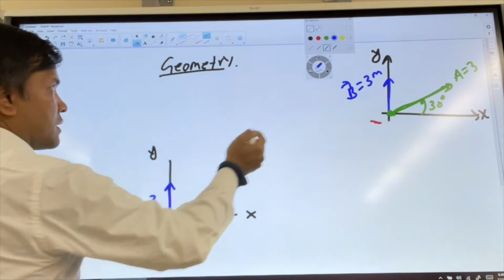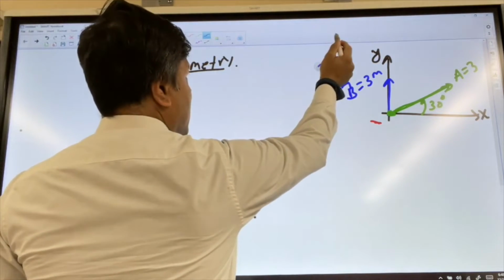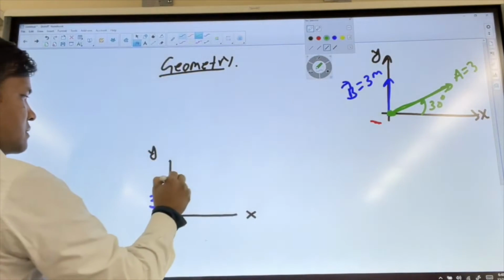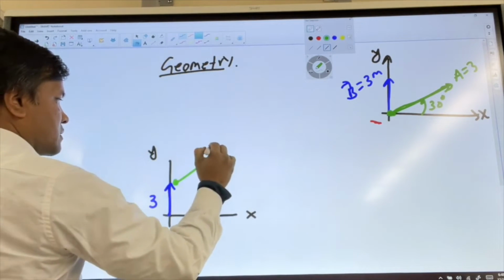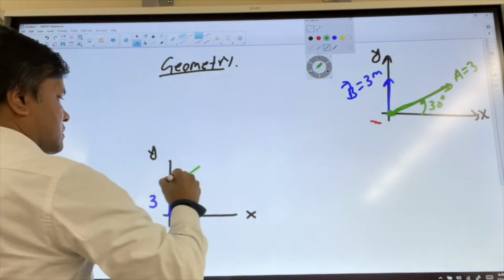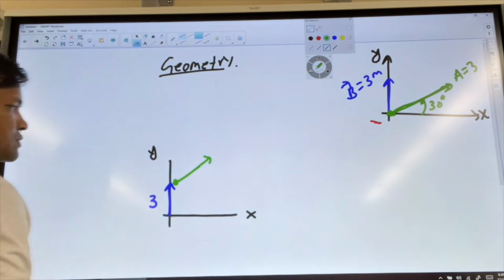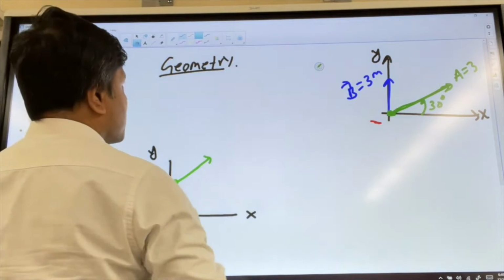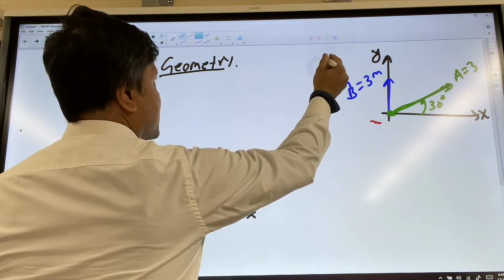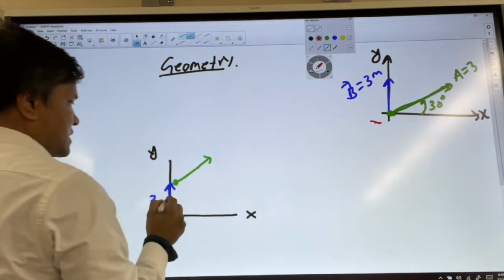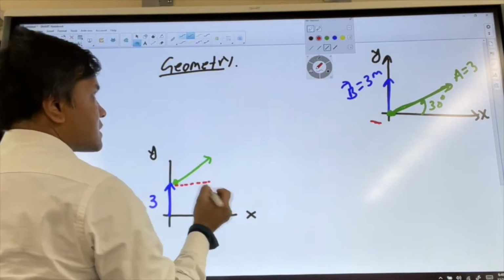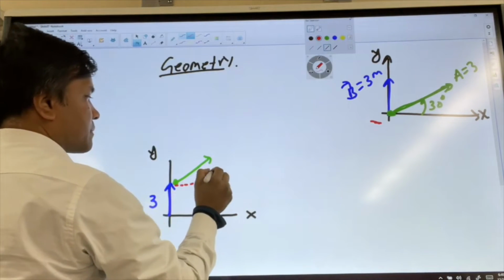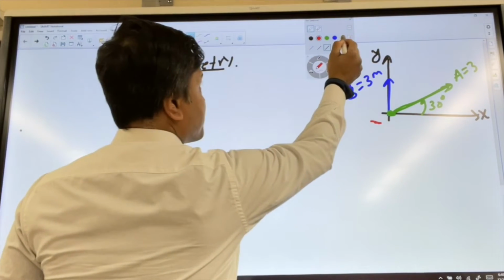Now I'm going to rotate the green vector by using head and tail. This is the head and tail. Allow me to rotate it without changing the direction. So this is vector a. Vector a, you notice, has an x component and a y component, x and y.